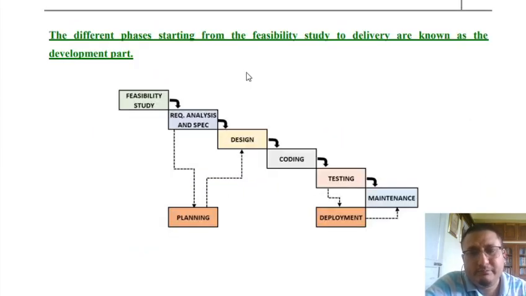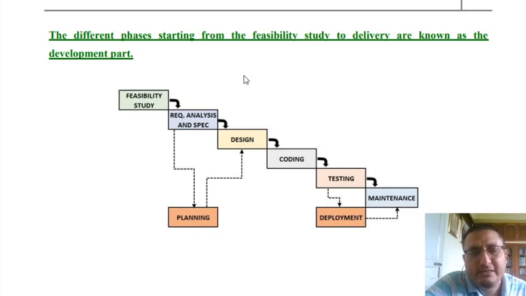Now, this is a very simple pictographical representation of the various phases that are there in the classical waterfall model. So here we have the feasibility study phase, the requirement analysis and specification phase, the design phase, the coding phase, and testing and maintenance. But in addition to these 6 phases, you may find that there are 2 phases called planning and deployment, which are placed separately.